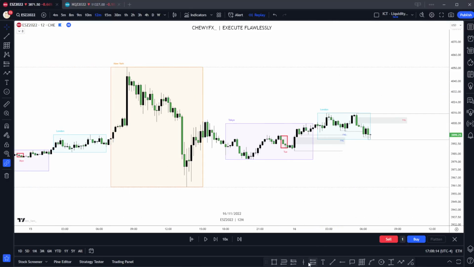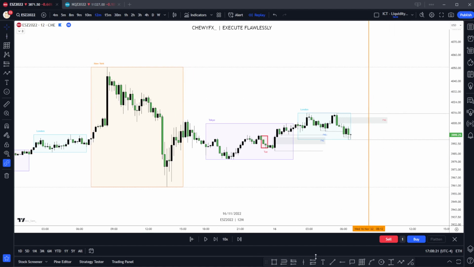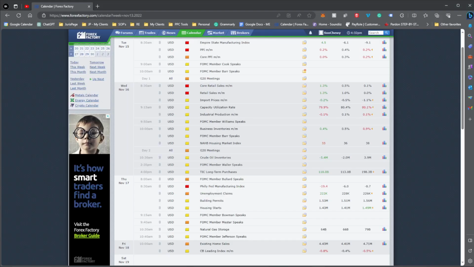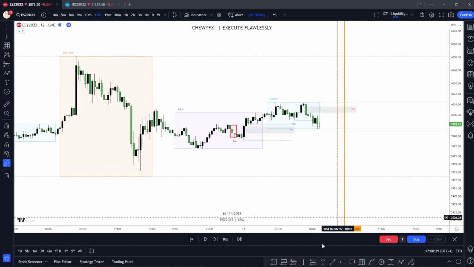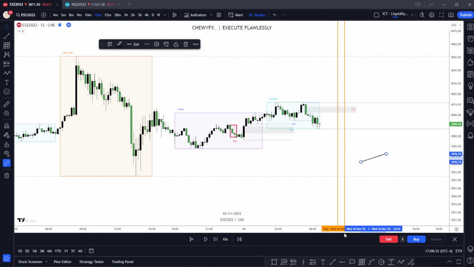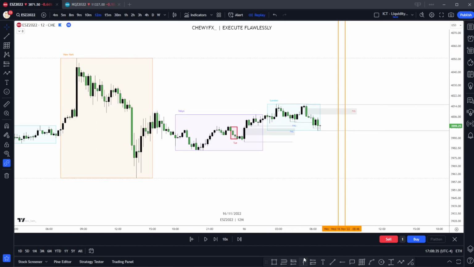So let's mark up our news. It's at 8:30, so we want a 15-minute buffer, and then another 15-minute afterwards. And then there's one more here I wanted to note. Okay, we'll note the crude oil because sometimes that can affect it as well. Oops, that's the wrong tool.